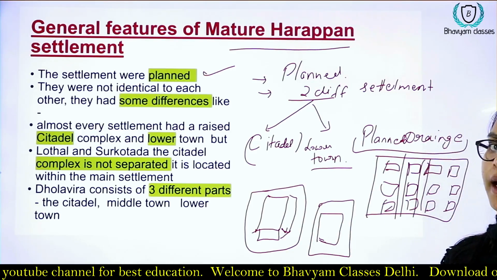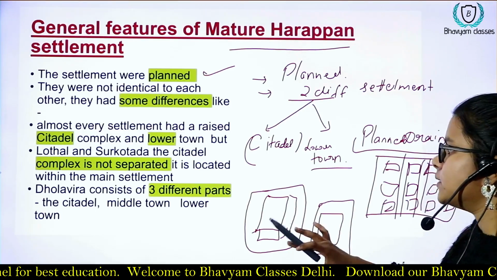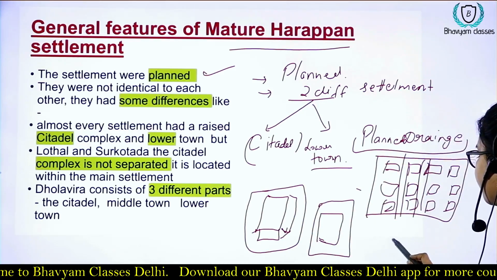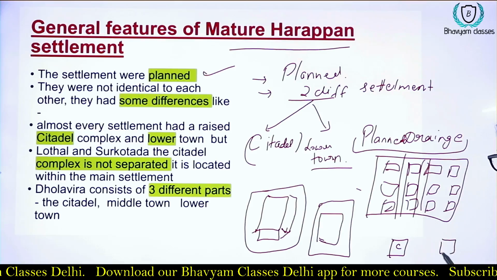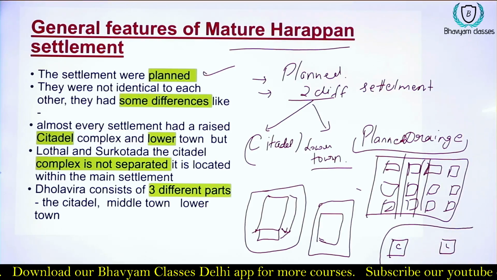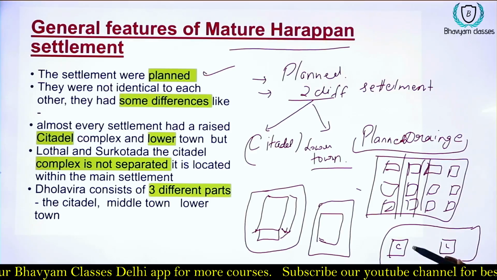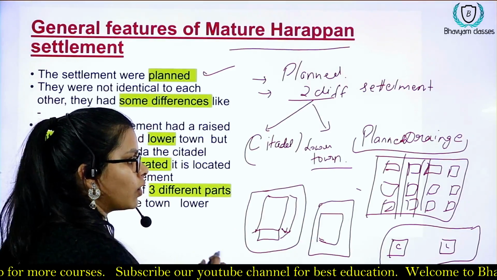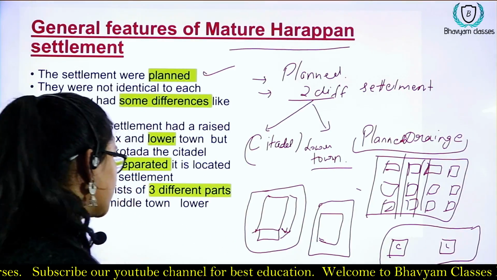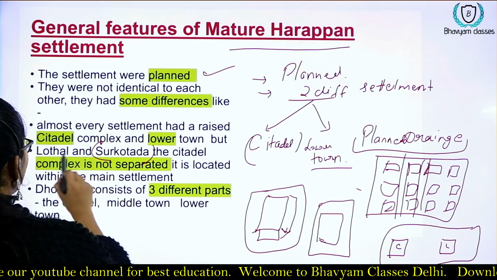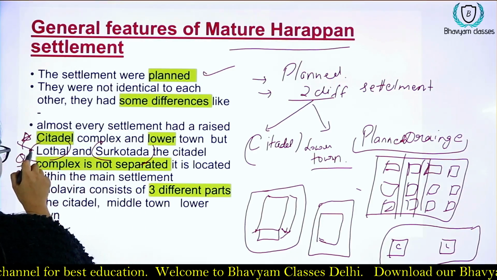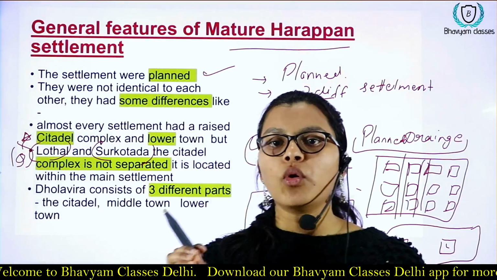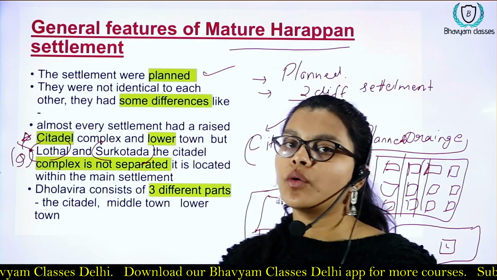But in some places like Lothal and Sutkagandur, we find these complexes were not separate. These were fortified together: this is your citadel, this is your lower town, and both are present in the same settlement. They are not separated from each other by boundaries or any kind of fortification. So by this difference, Sutkagandur and Lothal become very important. Fine. So we find two settlements in almost every site except Dholavira.